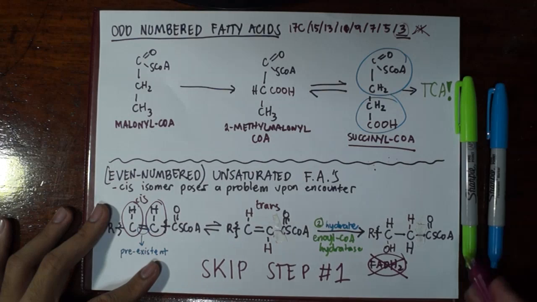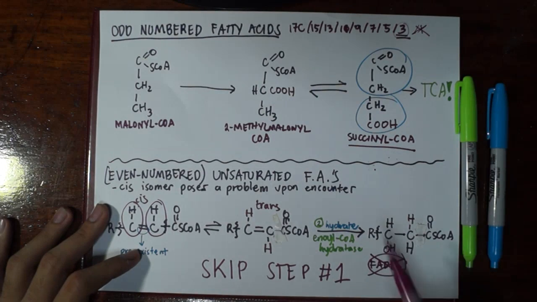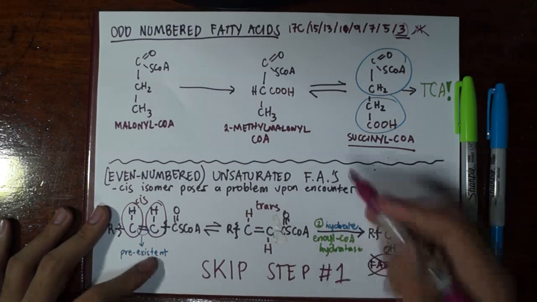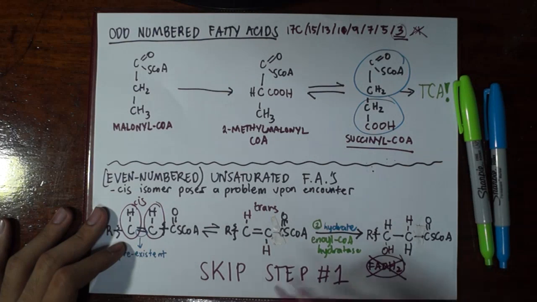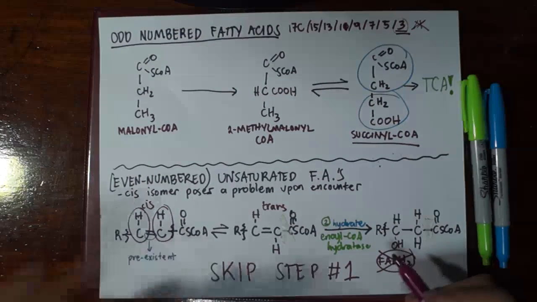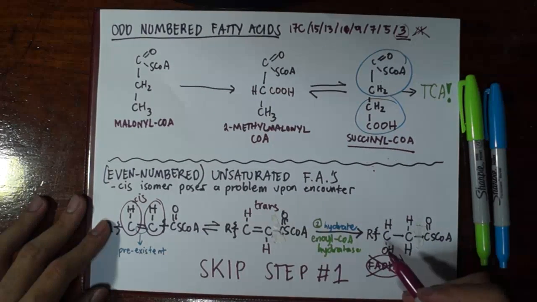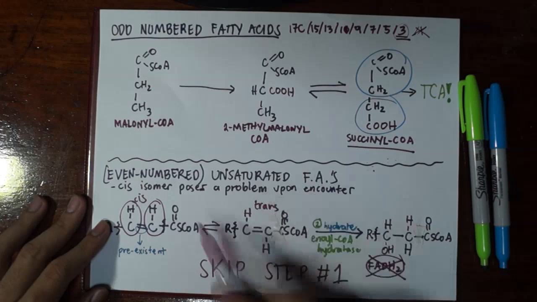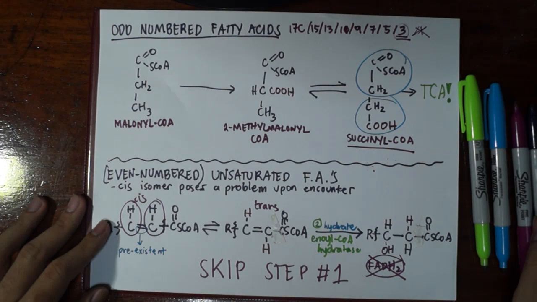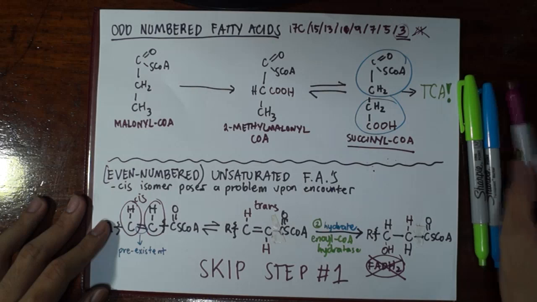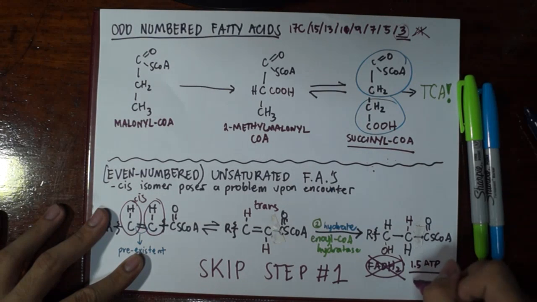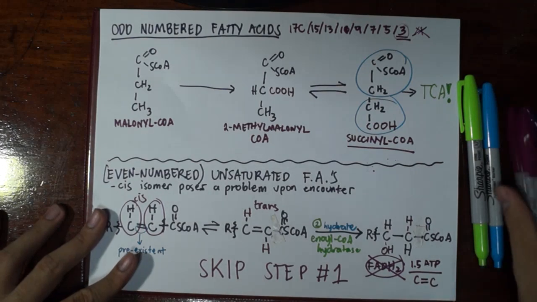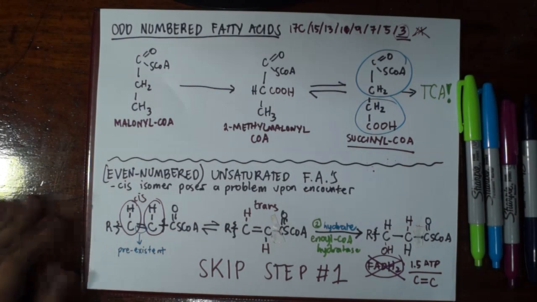And that's the only difference for every double bond. For example, if I have 3 double bonds, that means I will skip production of 3 moles of FADH2. It's that simple because everything else after that is the same as with saturated fatty acids. So that's just a minor difference. In fact, only 1.5 ATP per double bond is lost in unsaturated fatty acids.